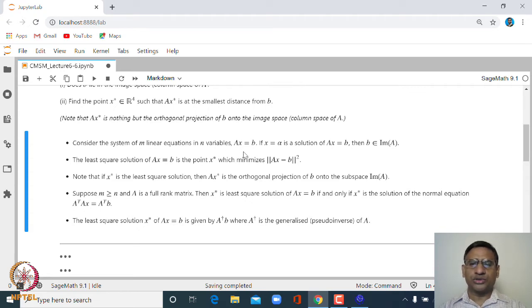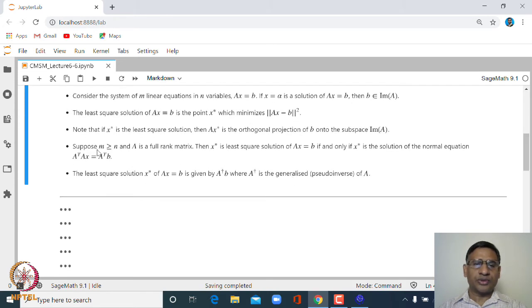Now the least square solution of Ax = B is nothing but a solution of this normal equation A transpose Ax = A transpose B. Since A is of full rank, that is, the rank of A is n, A transpose A, which is an n by n matrix, will be invertible, and hence the inverse will exist, right. So finding the least square solution of Ax = B is nothing but solving this normal equation for x, right.